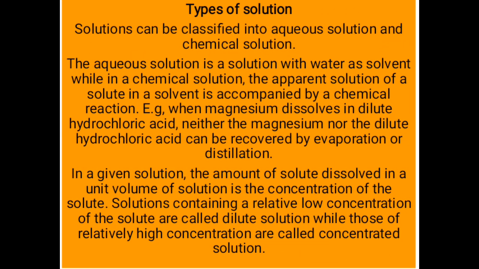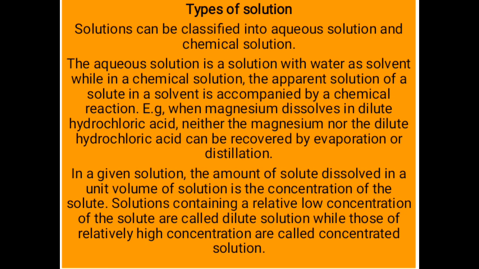Types of solution, we have two. Aqueous solution and chemical solution. Which one is aqueous solution? Aqueous solution is that type of solution which has water as the solvent. Aqueous solution is that solution that has what? Water as the solvent. Any solution in which water happens to be the solvent is called aqueous solution.